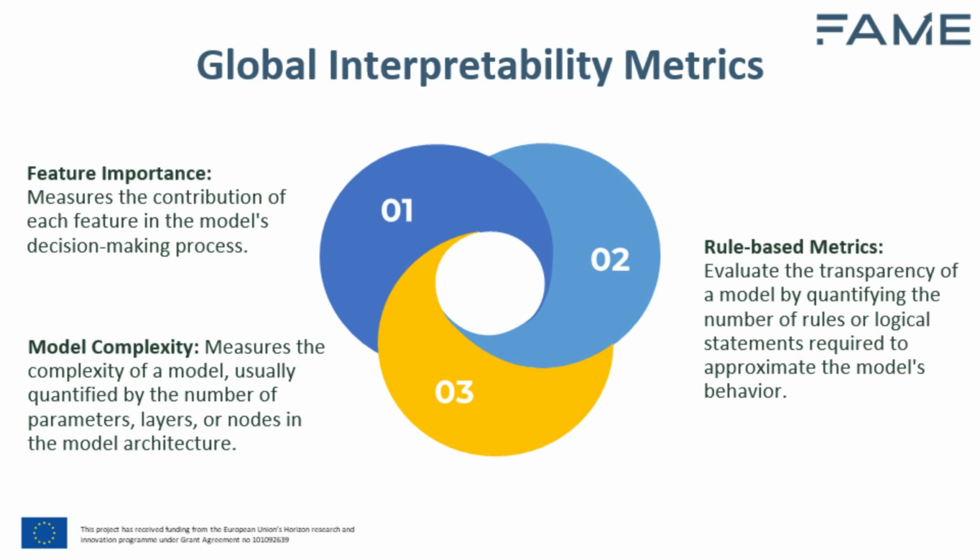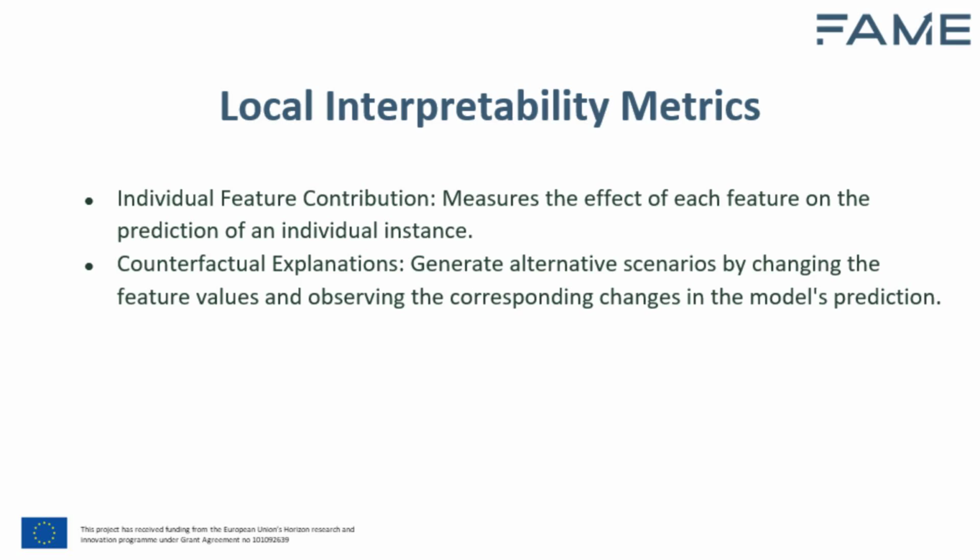transparent and understandable. Let's discover the key local interpretability metrics that help us understand and explain individual predictions. Individual feature contribution. This metric measures the effect of each feature on the prediction of an individual instance. It helps understand the model's decision at a local level. Counterfactual explanations. These metrics generate alternative scenarios by changing the feature values and observing the corresponding changes in the model's prediction. This helps understand the sensitivity of the model to different inputs.